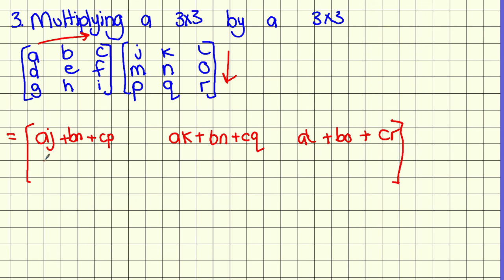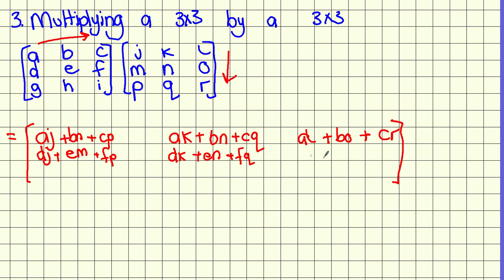So here you're at row 2, column 1. So start at row 2, so it's the D and then the J. So D, J, move along and down, EM, along and down, FP. Middle term, the D and the K. So DK, move along and down, EN, along and down, FQ.